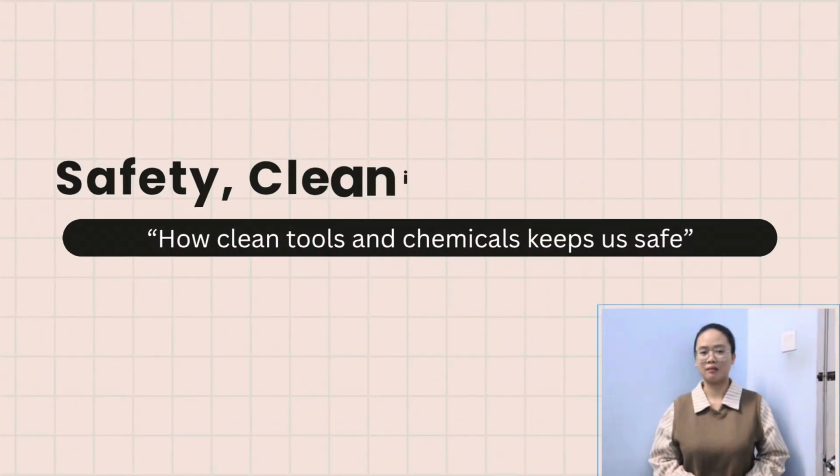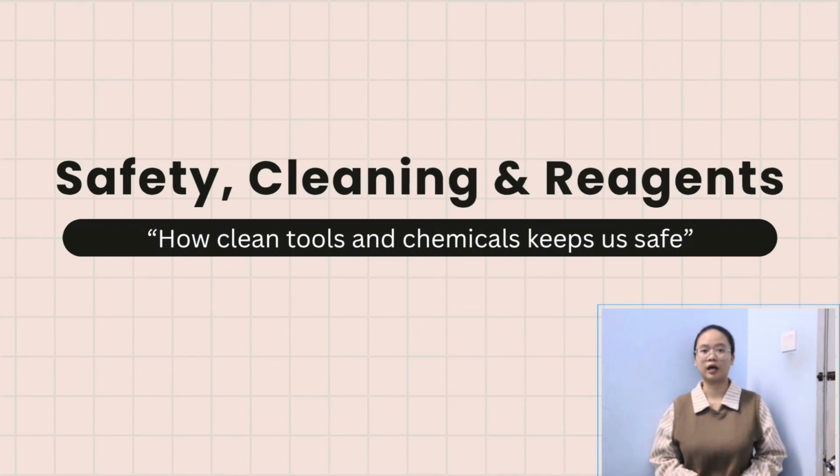Hi everyone, I'm Joanne. Now that you've learned about how filtration and heating equipment work in the lab, I'll be sharing something just as important: how safety, cleanliness, and the types of chemicals we use, also called reagents, play a big role in getting accurate and reliable lab results.